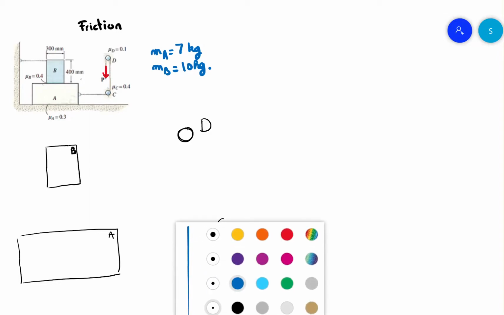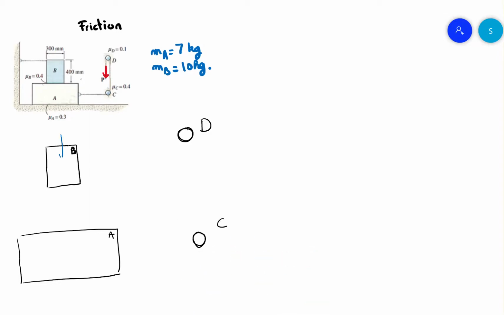The forces in blue are the forces that we know. So block B, we have a weight in the middle, WB, and it's equal to 10 times 9.81, so 98.1. And at the block A, we have the weight of the block A that is equal to 7 times 9.81. Grab my calculator at the same time. 7 times 9.81 is 68.67 Newtons.